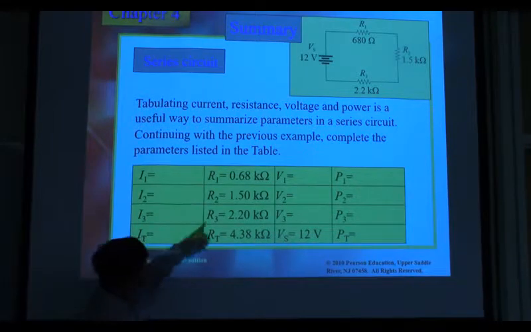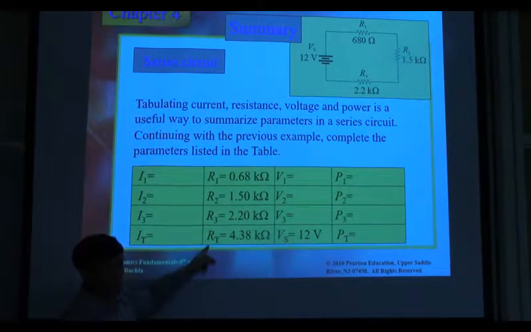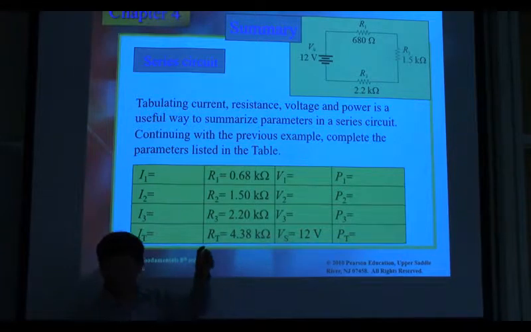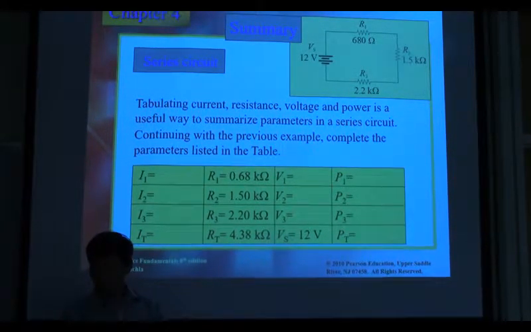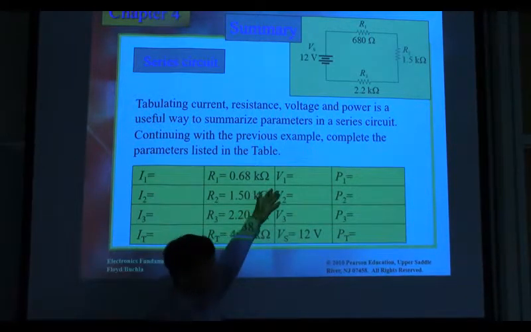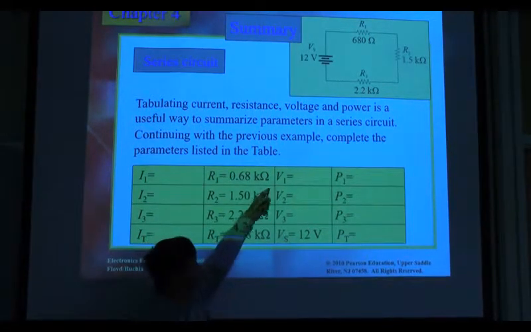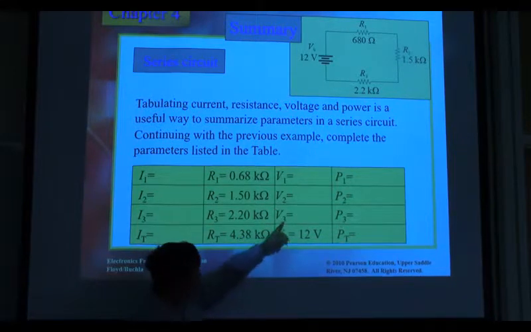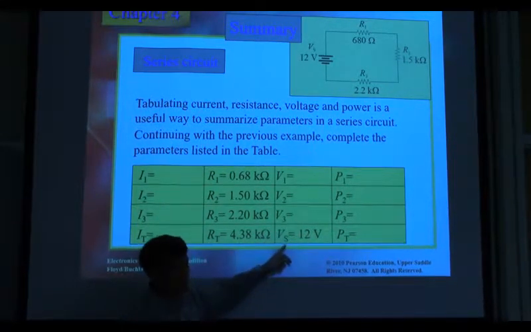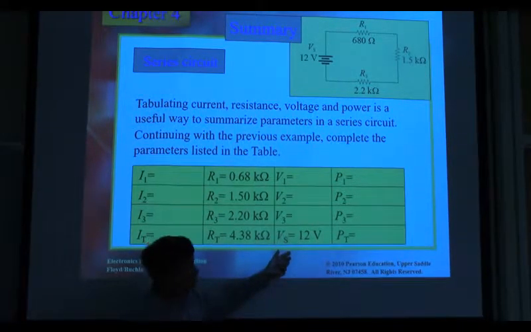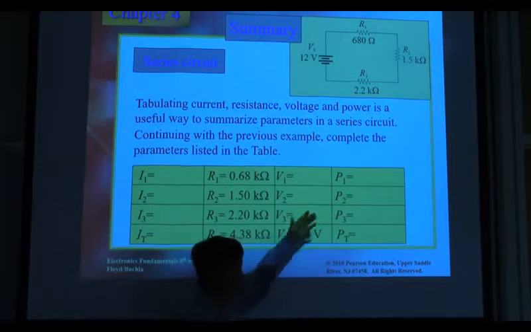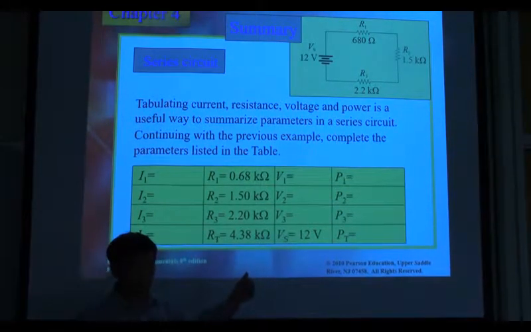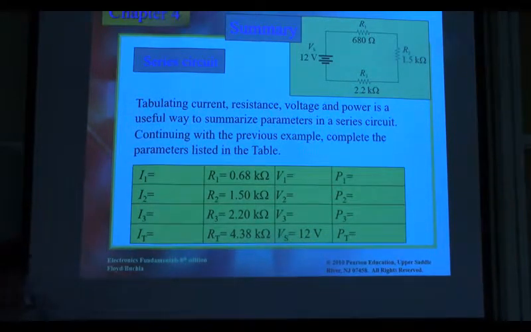And R total here, as we already discussed, is the total resistance looking into the load from the source. We want to know the voltage across the first resistor, across the second resistor, across the third resistor, and also the voltage of the source. And also we need to know the power on R1, power on R2, power on R3, and the total power on the load. All these numbers we need to calculate.